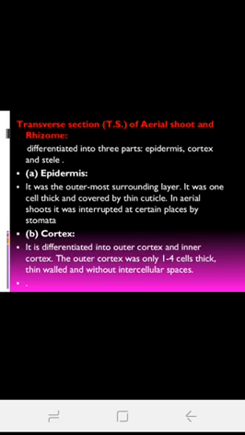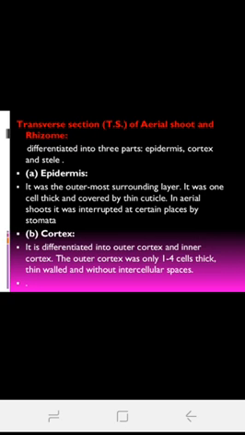Then the TS, or transverse section, of the aerial shoot and rhizome. While observing under the microscope, you can see three important parts: epidermis, cortex and stele. You know what an epidermis is? This is the outermost covering. In Rhynia it is one cell thick. It is covered with a cuticle and is also interrupted by some stomata.